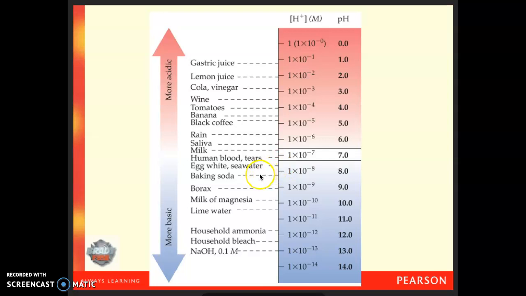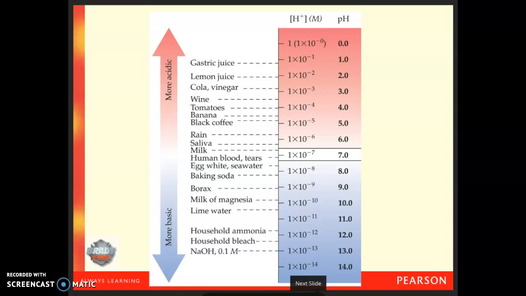Now, on the flip side, we've got things like baking soda, which is mildly basic, just a little bit above a pH of 8. Milk of magnesia, magnesium hydroxide, its suspension, comes in just a little bit above pH 10. Household ammonia, a little bit smaller than pH 12. Bleach, just a little bit greater than pH 12.